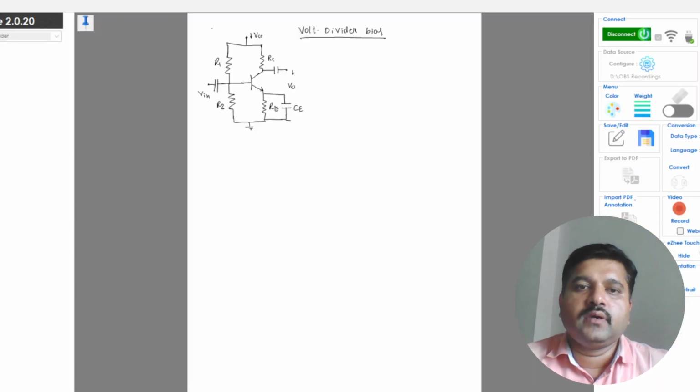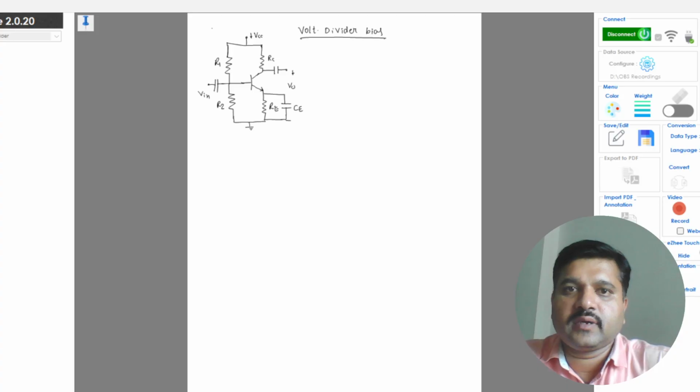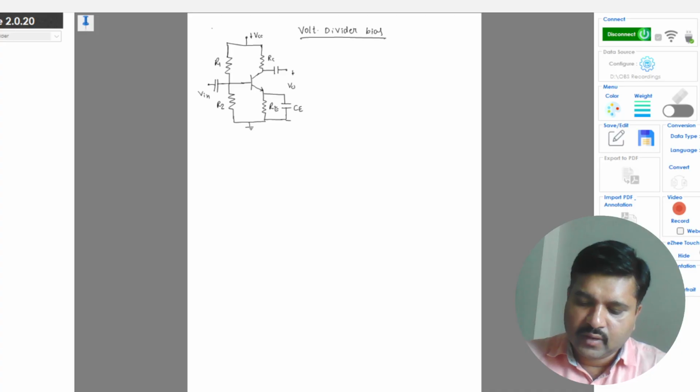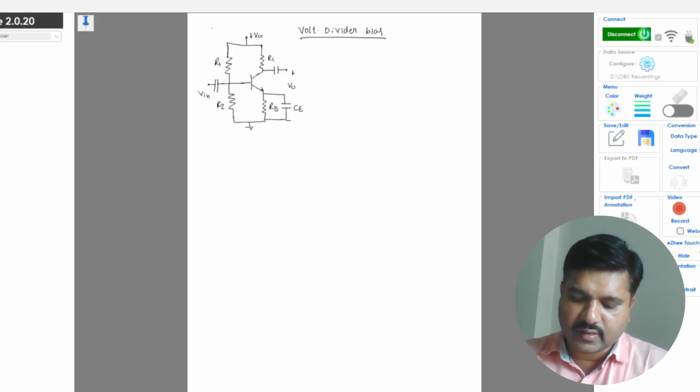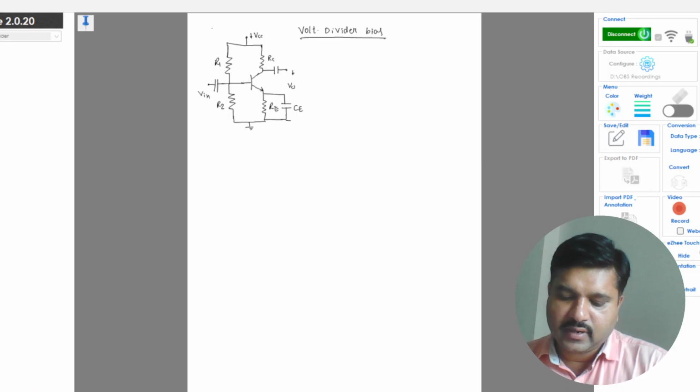Hello everyone. In today's video lecture, we will be discussing the common emitter amplifier with voltage divider bias. Before we start with the small signal model, we have to find out what Re is. That is the equivalent diode resistance of the base to emitter junction for the transistor model.